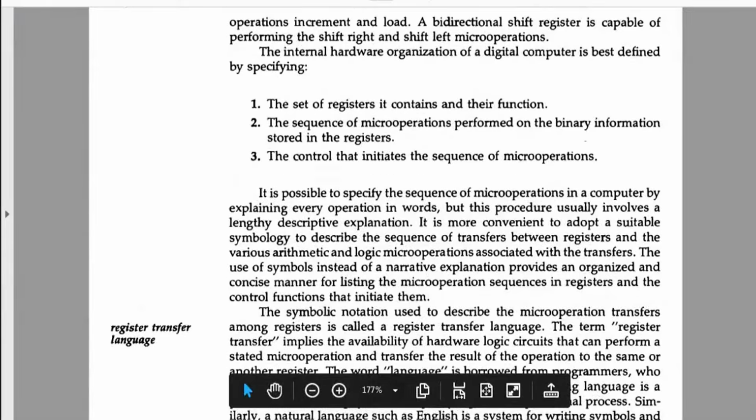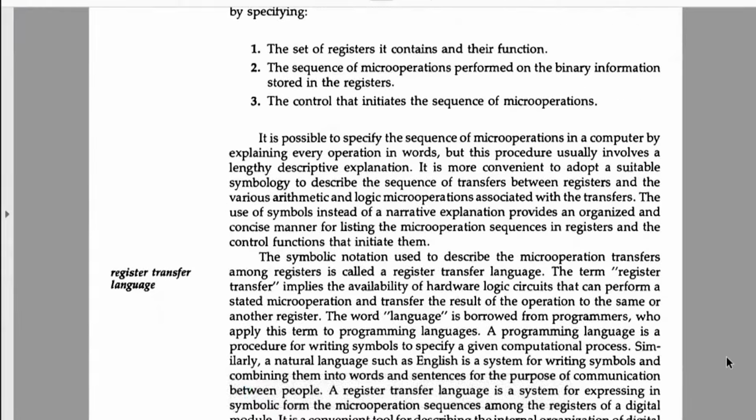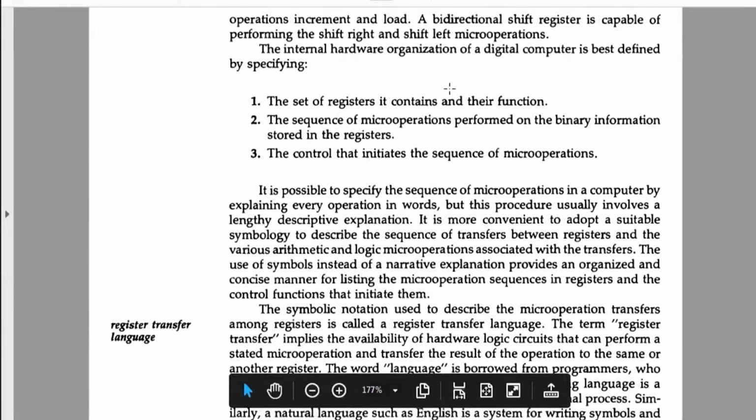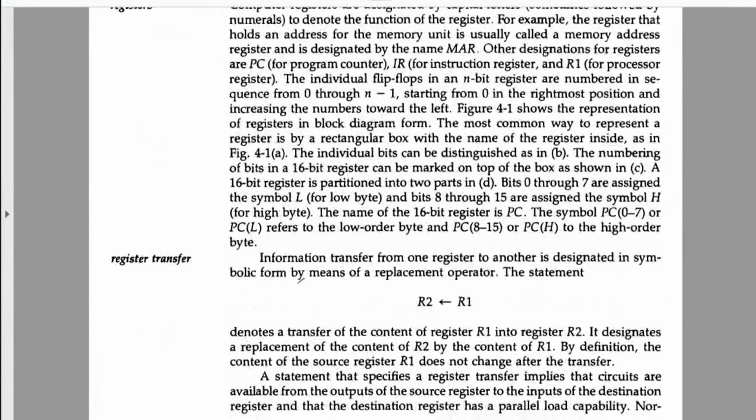And a set of registers, a sequence of micro operations, and some control. These three things together describe the internal hardware organization of a digital computer. We learned what register transfer language is: the symbolic notation used to describe the micro operation transfers among registers is called register transfer language. You should be knowing these things.